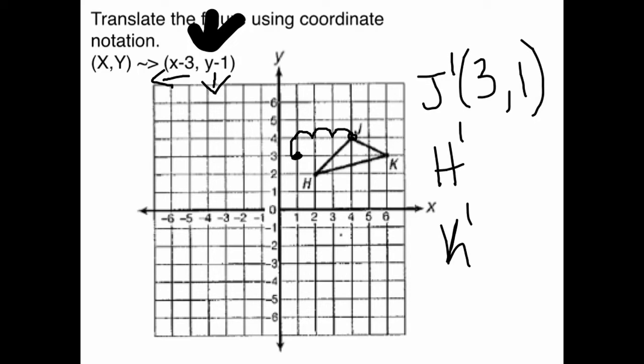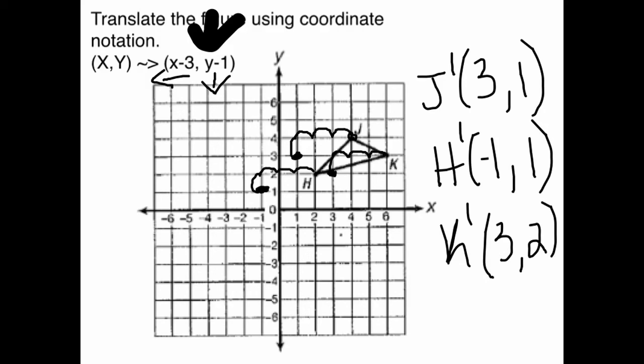Now, let's do H prime. Again, 3 units to the left, 1 unit down. 1, 2, 3, 1 unit down. New coordinate for H prime is going to be -1 and 1. And then K prime. 3 units to the left, 1, 2, 3, 1 unit down. My new coordinate for K prime is going to be 3, 2. And if I draw lines, this is the exact same size triangle as the one before. It's just been translated 3 units to the left, 1 unit down.